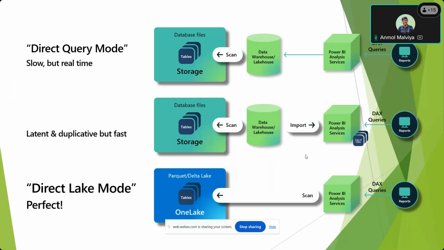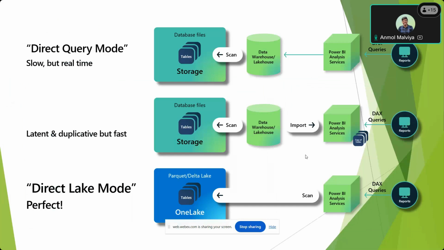Now we will move toward the direct lake mode. As we discussed, when we use Power BI, there are mainly two modes which we use. The first one is direct query mode and the second one is import mode. What happens when we use the direct query mode? The Power BI analysis service engine directly fetches the data from the source, so it will provide us real time data, but this process is a bit slow.